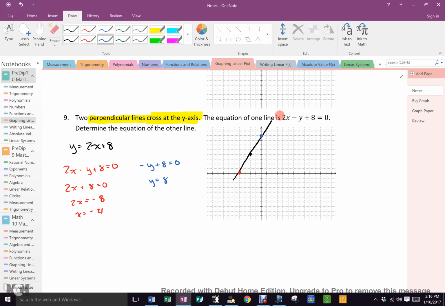Now, there's more to this question. What do you know about the second line? You know two things about it. What do you know? Yes. It's going to be perpendicular to this, yes? So whatever this line's slope is, which we know is 2, this line's slope is 2 over 1, yes? So what's the other line's slope?